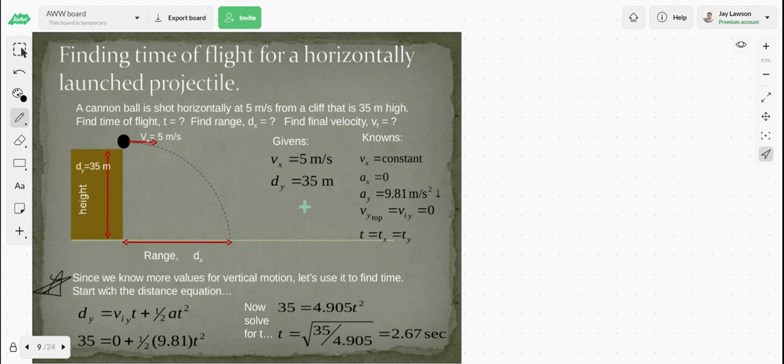So what I'm going to do, if I was working this problem, is go to that list of kinematic formulas and say, okay, which one of these can I use to solve for time? And when you do that, you're going to find this formula to be the best one. Okay? So let's do that to solve for time.